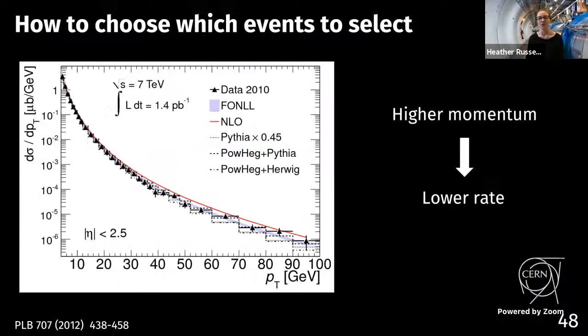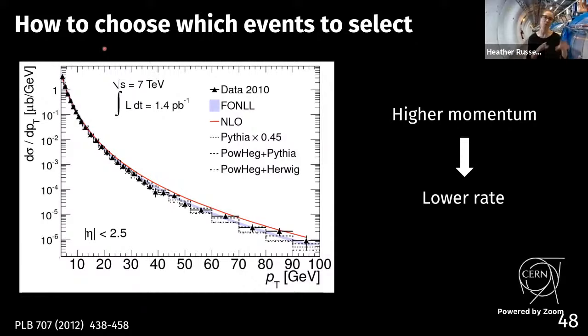Now, let's go back and talk about how we choose which events we're going to select. So I think we have an understanding of the trigger system now. What do we do with it? Most particles are produced at fairly low energies. When you have a collision, most of the time, nothing super interesting happens. Now, this plot is pretty old, but I think it still illustrates the point pretty well.